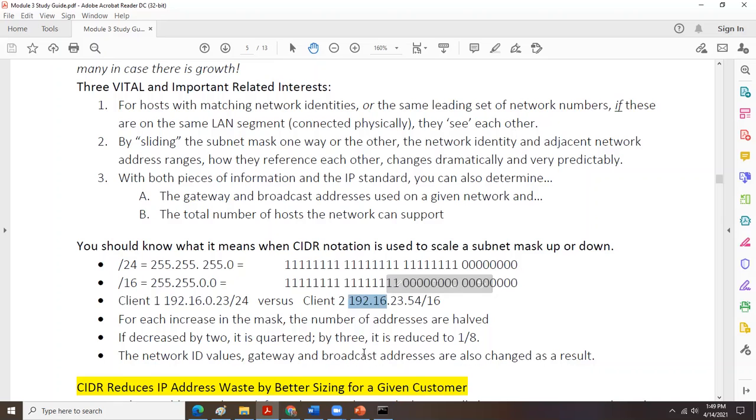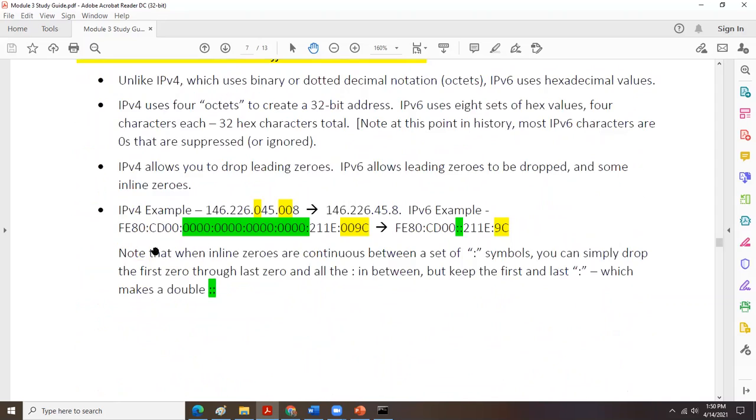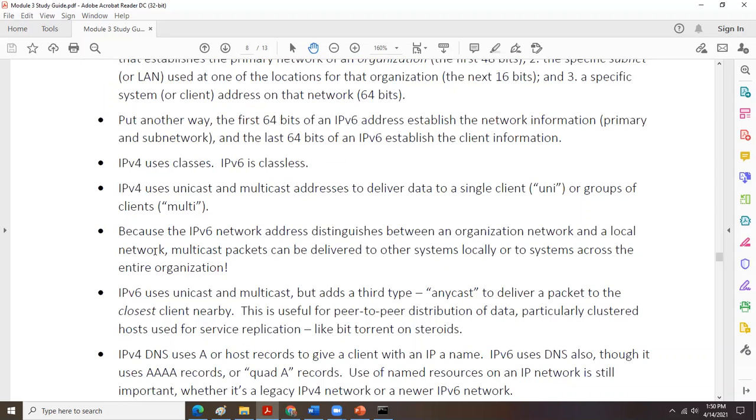So I'm going to have a 192.16.0.0 network ID. These two numbers are the client ID, the client address, right? So it's always been a very simple switch.